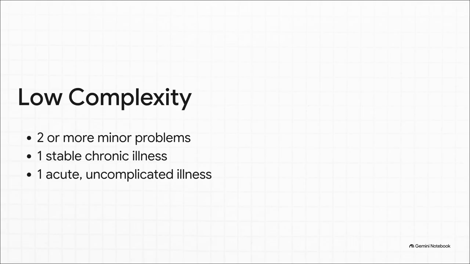Stepping up one tier, we hit low complexity. This covers a few different scenarios. It could be 2 or more of those self-limited problems we just talked about, or it could be a single, stable chronic illness. Picture a patient coming in for a routine checkup on their well-controlled hypertension, where you don't need to change any medications. Low complexity also includes acute, uncomplicated illnesses or injuries, a basic ankle sprain, or a routine case of an ear infection that just needs a standard prescription, fits perfectly right here.